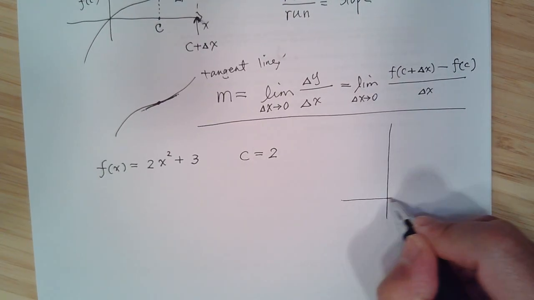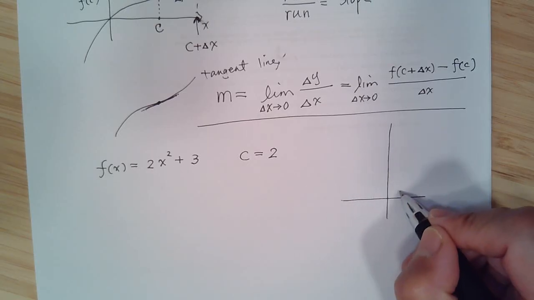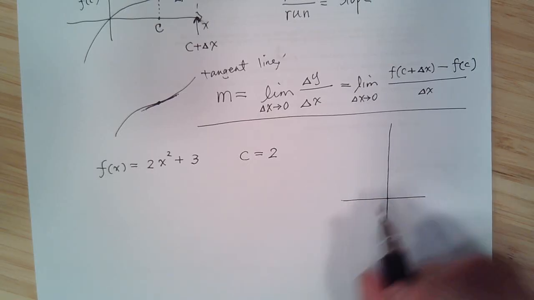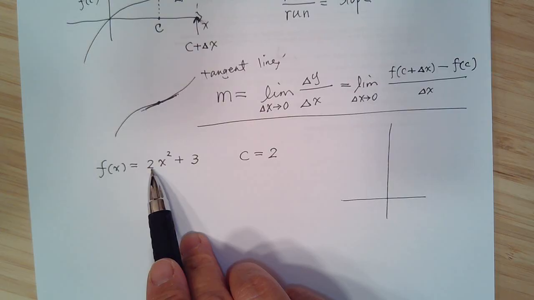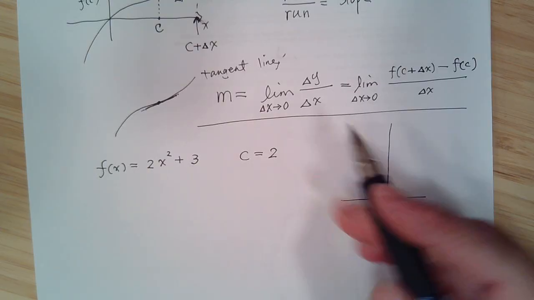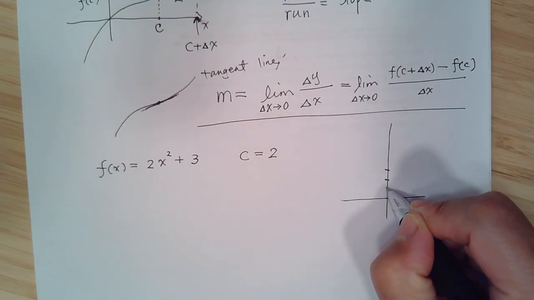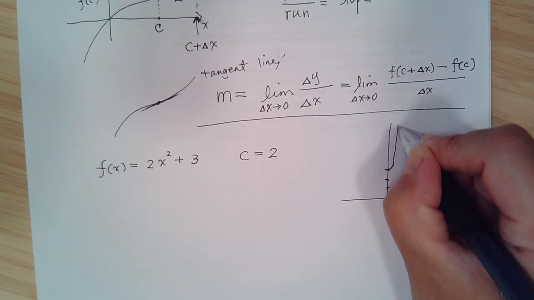We have this function. If you know that the parent function is y equals x squared, then you stretch it vertically by a factor of 2, and then shift up by 3. So the graph should look like this.